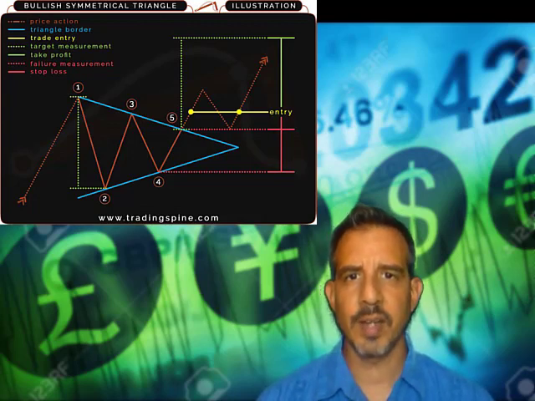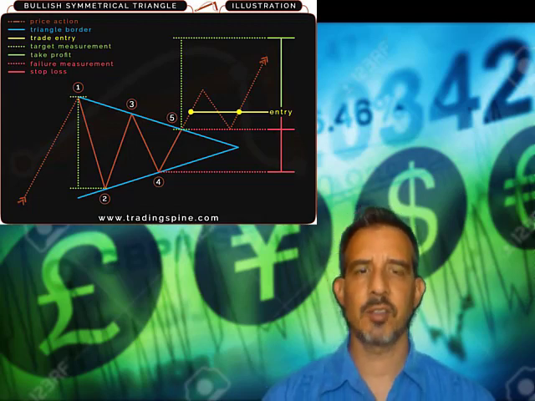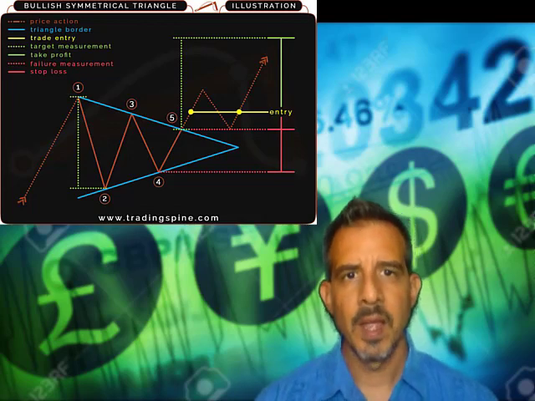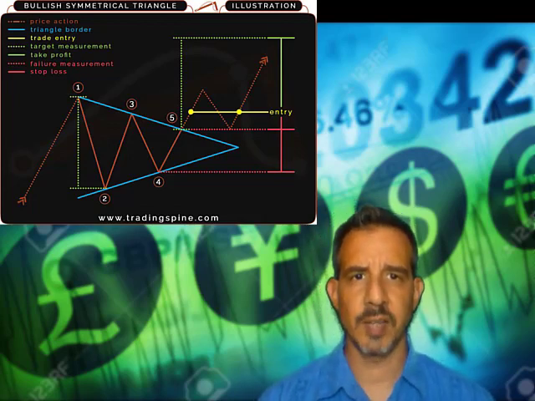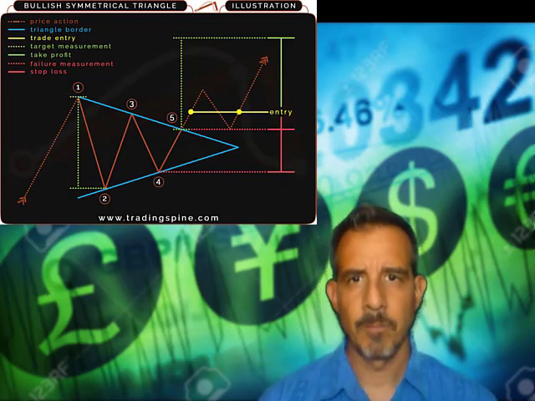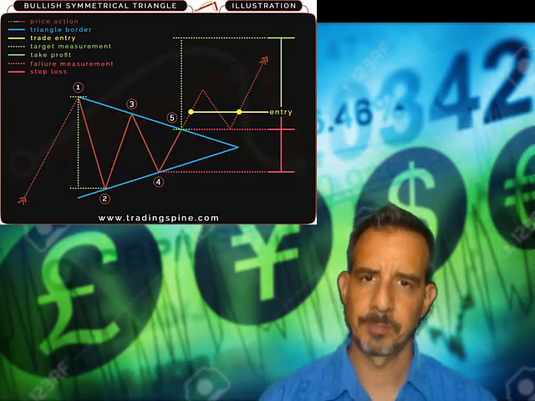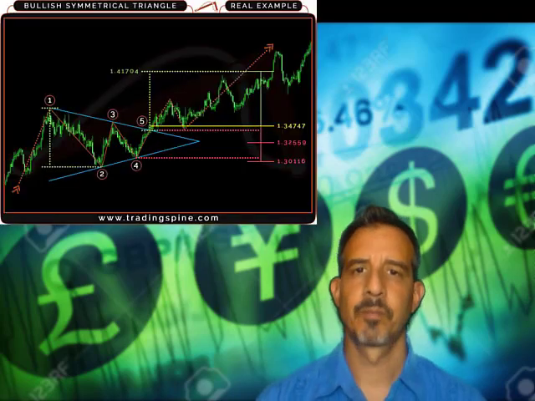The actual stop loss rate for your trade setup should be a bit beyond those levels to give that trade setup some room to breathe. And of course, calculation for position size and risk-reward should be done with respect to those rates. Let's see a bullish symmetrical triangle real example.